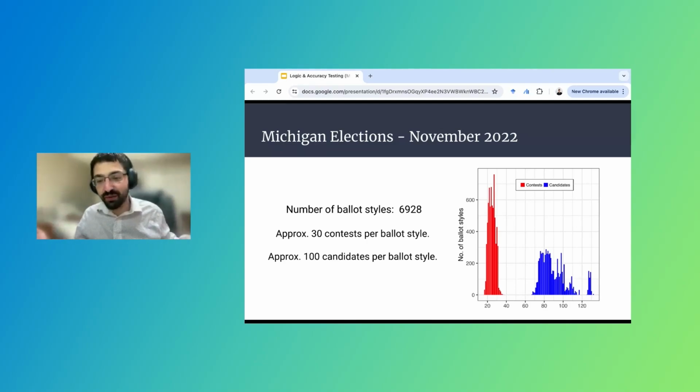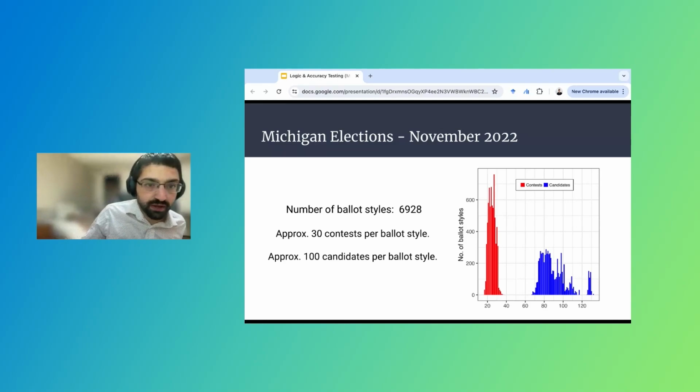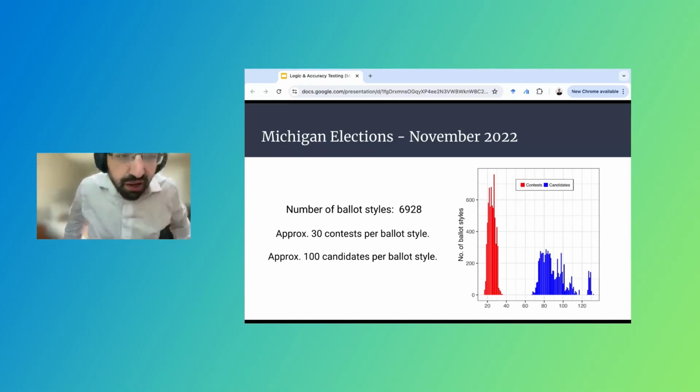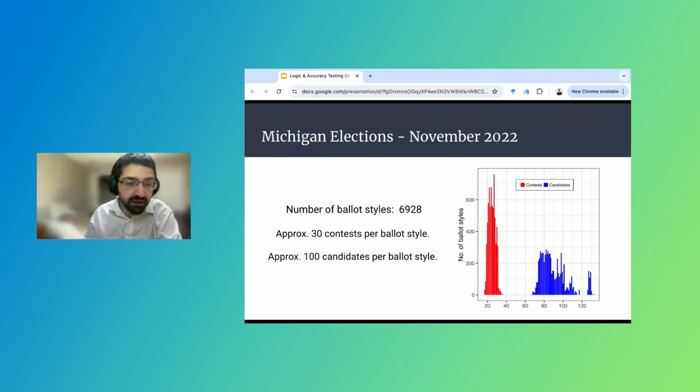Why is that the case? Remember, local school board is different in every town, right? So there are lots of different ballot styles people see. In this election, there are on average about 30 contests per ballot style, and on average around 100 candidates per ballot style across the contests.